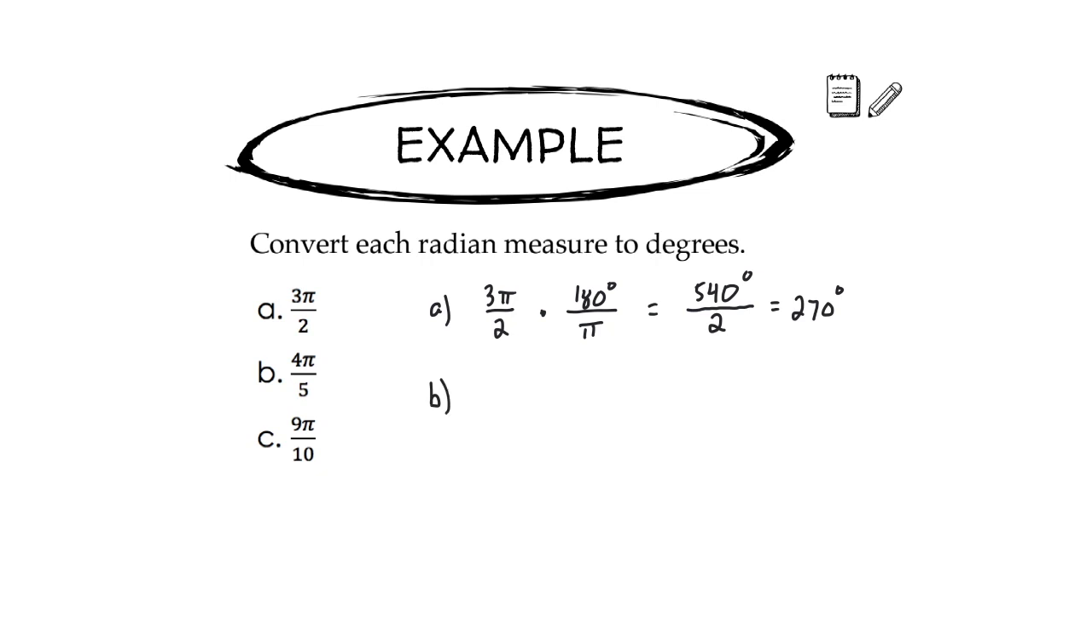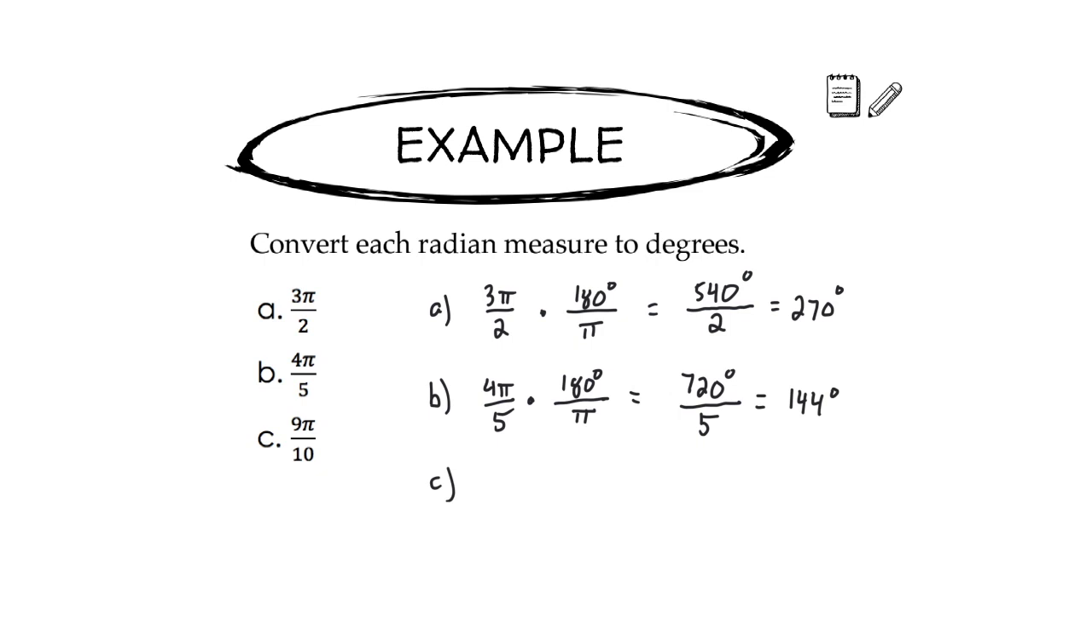For letter B, 4 pi over 5, I will multiply again by 180 degrees over pi. This time I do 4 times 180, which is 720 degrees, and the pi's will cancel. And when I take 720 degrees and divide by 5, I get 144 degrees. Try letter C on your own.